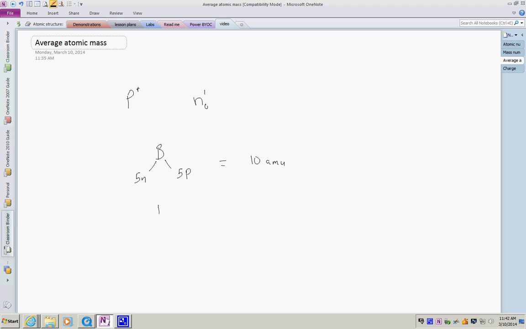But boron could potentially have 5 protons and maybe 6 neutrons. This would give it a mass number of 11 AMUs. Now, the Earth seems to be pretty evenly mixed. I mean, if you were to grab a sample of boron in America versus China, whatever, it seems to be evenly mixed.